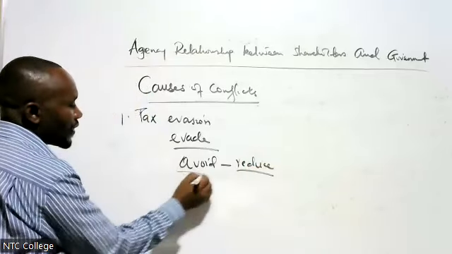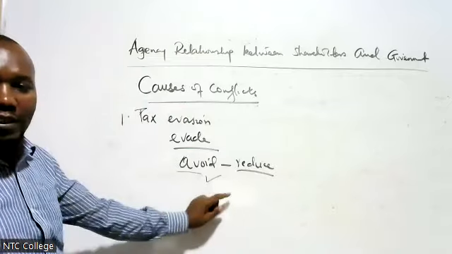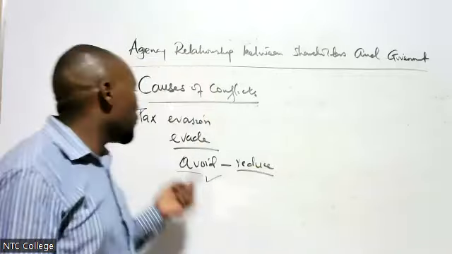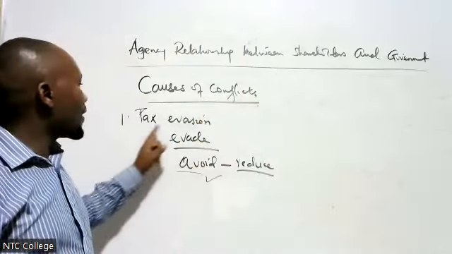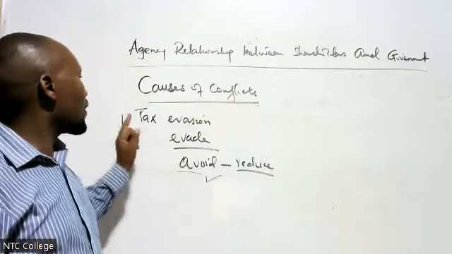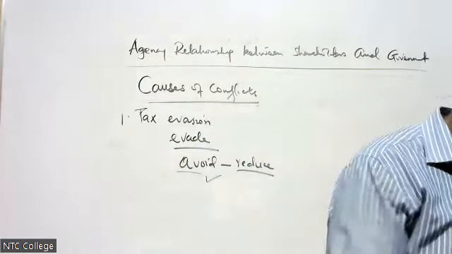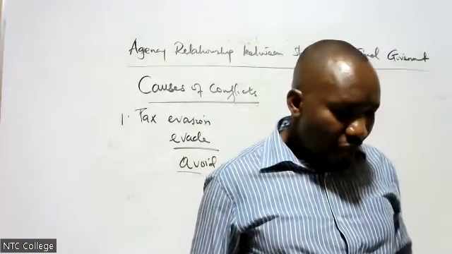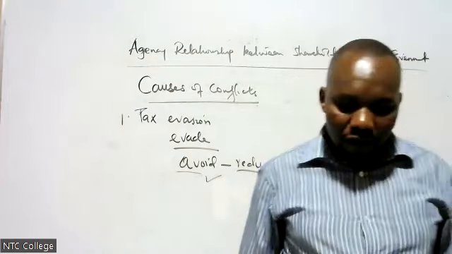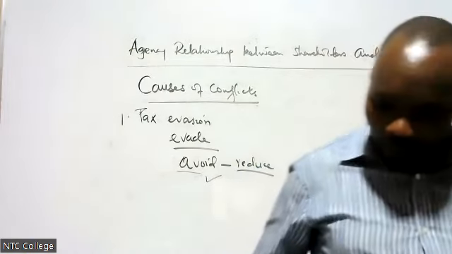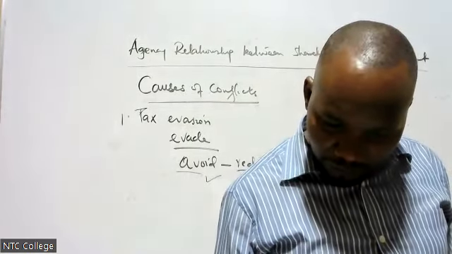So this one is legal. This one is accepted. Tax avoidance is expected, and you have to avoid it or reduce it in a legal way. But to evade is illegal. When a company decides to evade tax, it's called tax evasion. That is a problem. It involves failure to give an accurate picture of the firm's profit.